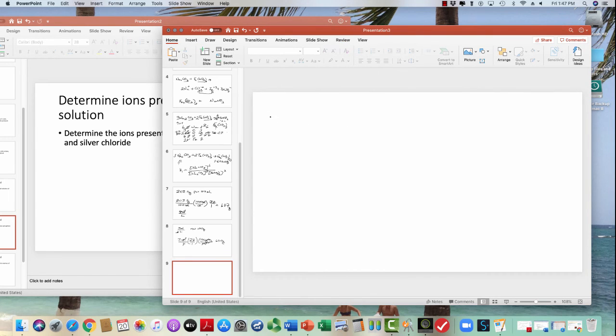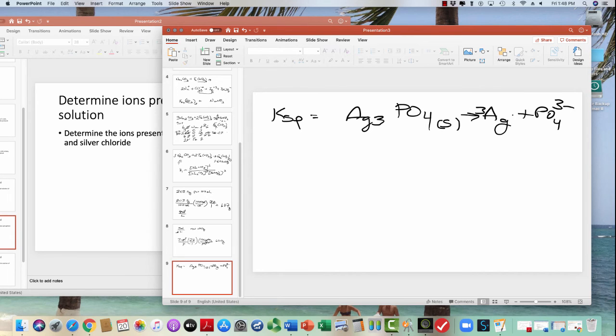This is where the Ksp comes in, the solubility product. We have silver phosphate, Ag3PO4. That's our compound. It's going to be in water, and it's going to dissociate to 3Ag+ plus PO4 3-. So that's the reaction we're looking for. The Ksp expression is going to be the concentration of Ag+ cubed times the concentration of PO4 3-.